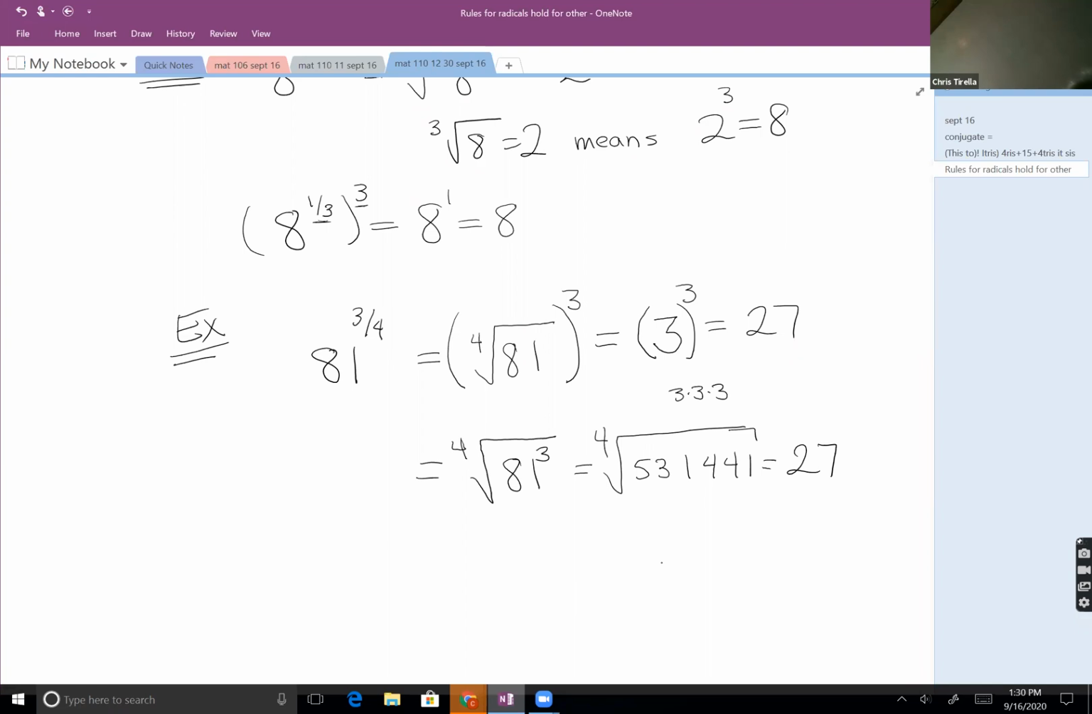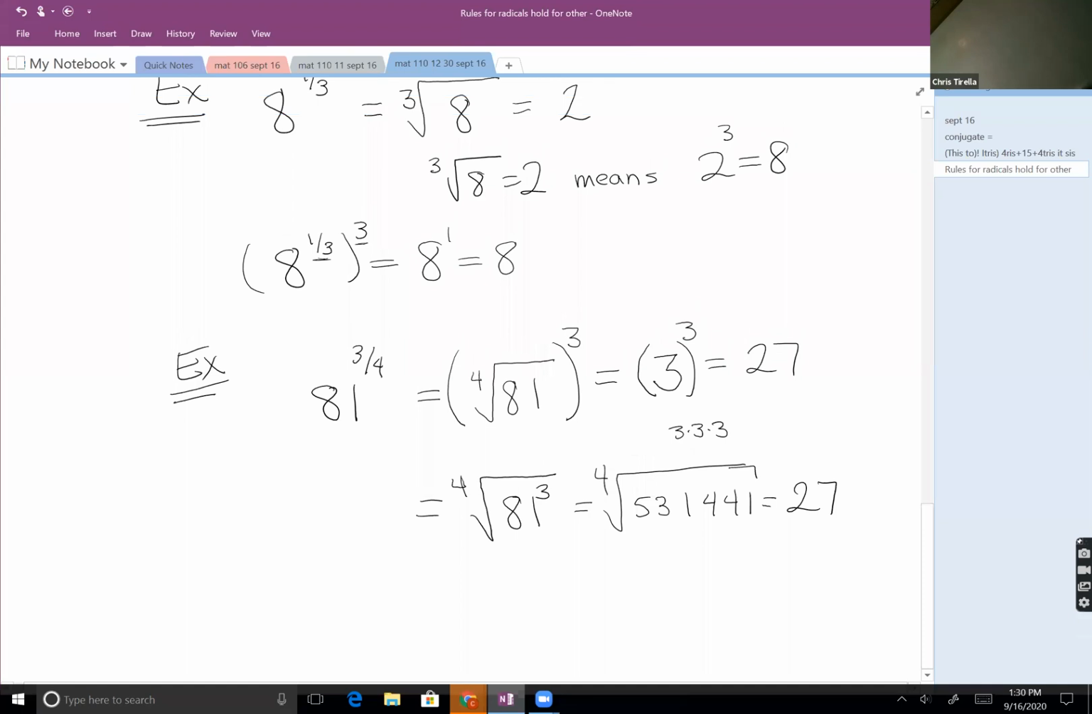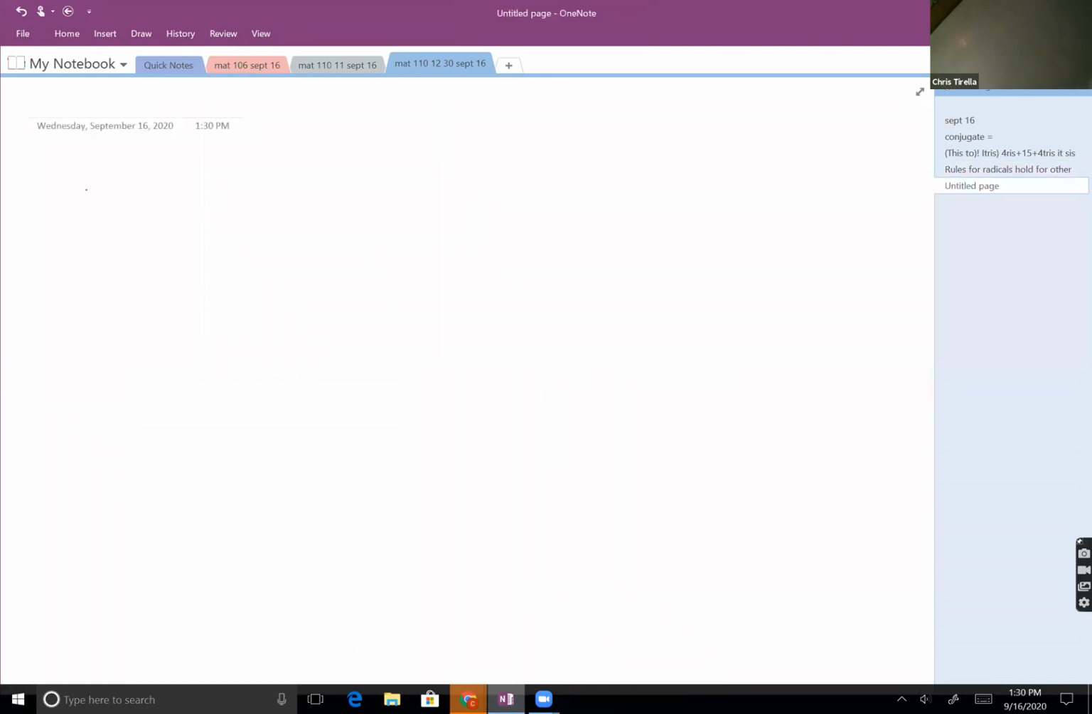So let me turn the page so that these pages don't get too terribly long, if everybody's all right with that. Yes. So I'm going to ask you folks to please evaluate for me 36 to the 3 halves.